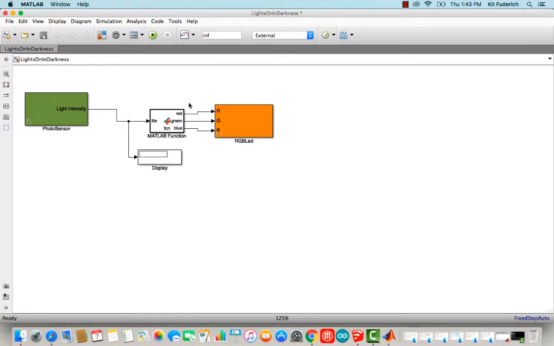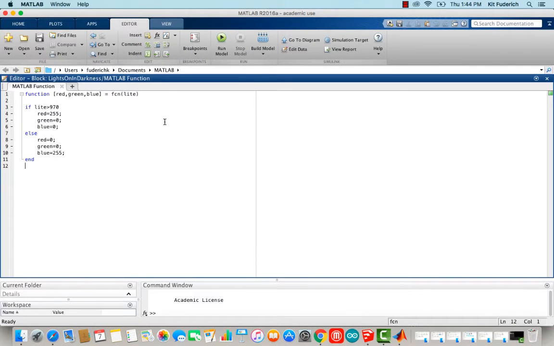Alright, so in this Simulink model called Lights On and Darkness, the photosensor's readings are being passed through a MATLAB function. If you follow the arrows, you'll see that from the light intensity output, it goes directly to an input in the function called lit. I know it's not L-I-G-H-T, it's L-I-T-E. That's the name I've given it, the input to my function. So let's double click into the function now to explore what lit does.